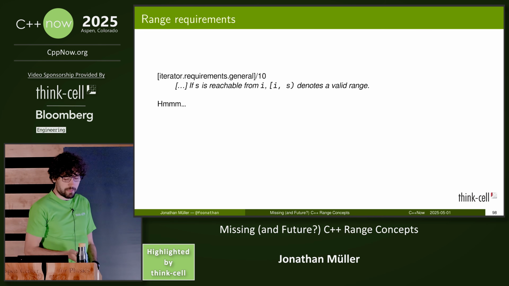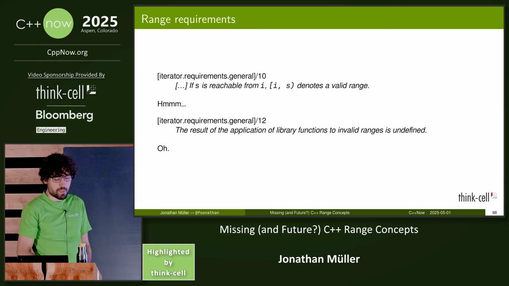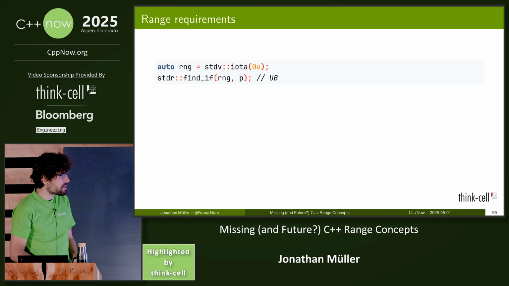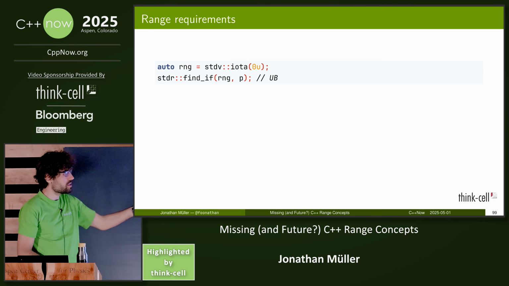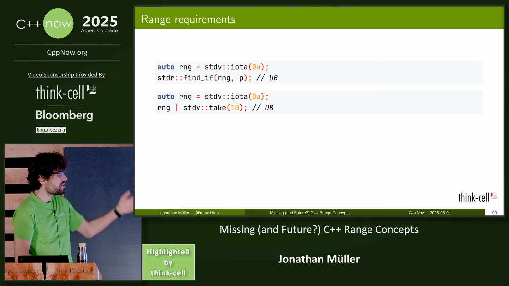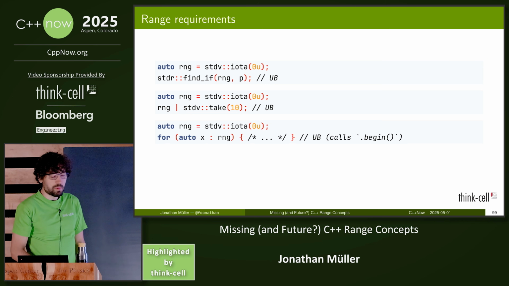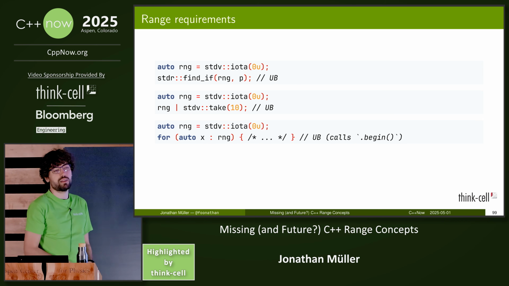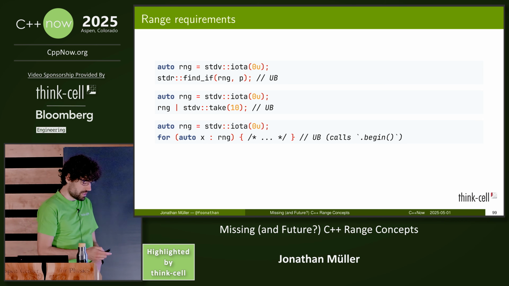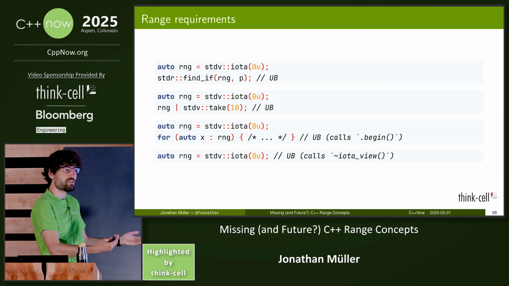And the result of the application of library functions to invalid ranges is undefined. Oh. This means that this code is undefined behavior, because we have an invalid range and we're calling a library function on it. It means this code is undefined behavior because we have an infinite range and we're calling the library function take and the pipeline operator on it. It means this code is undefined behavior because we're calling .begin, which is a library function, on an invalid range. It means this code is undefined behavior because we're calling the destructor of iota view, which is a library function, on an invalid range.